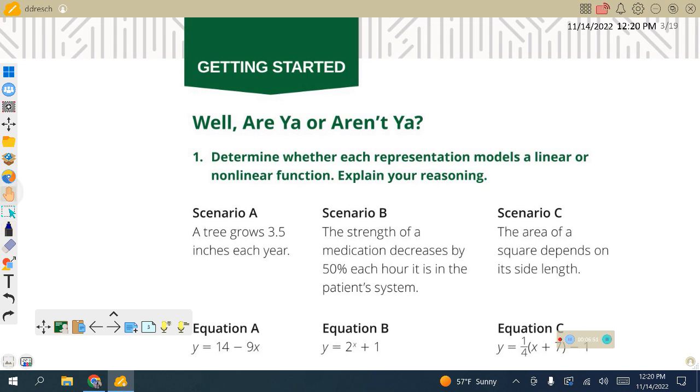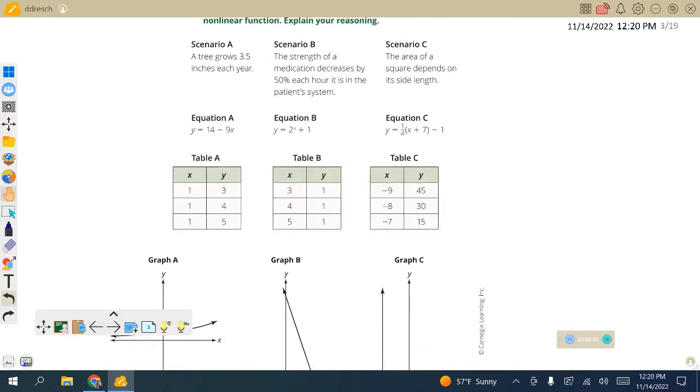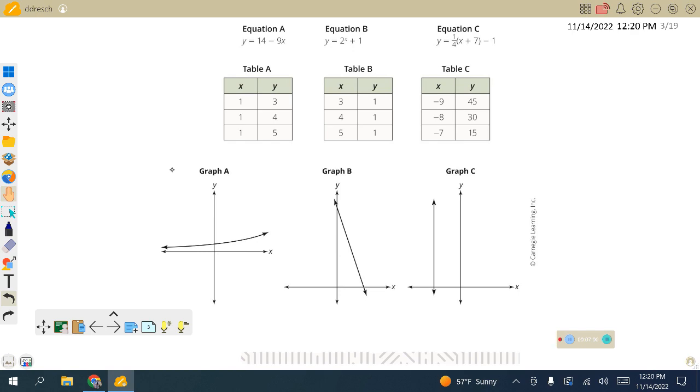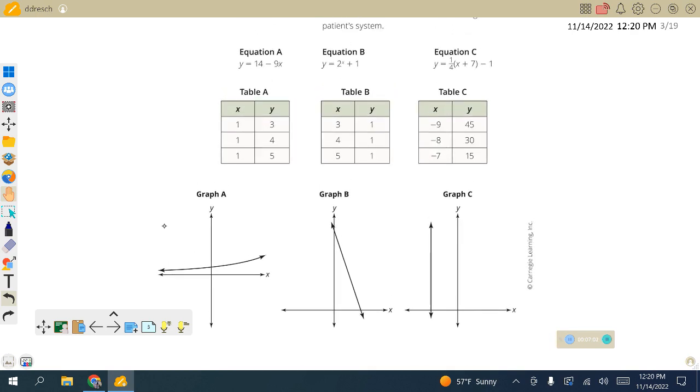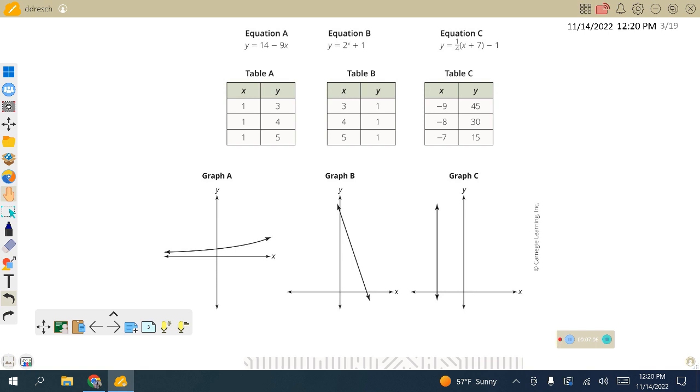So on the next page, okay, what we have is what? Scenario, three of those, three equations, three tables, and three graphs. On these, the equations, the tables, and the graphs, you should be able to tell me linear or not. That's all I want to know. So let's quickly do the graph, should be the quickest thing out there. Do we have a linear graph, yes or no? Is that a linear graph? No, what is it doing? It's curving up. So this is not linear.